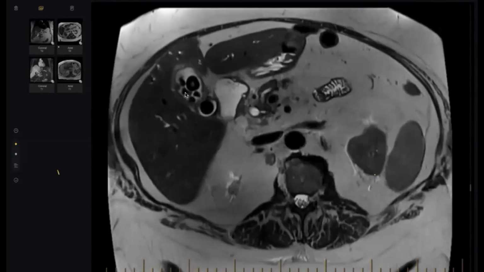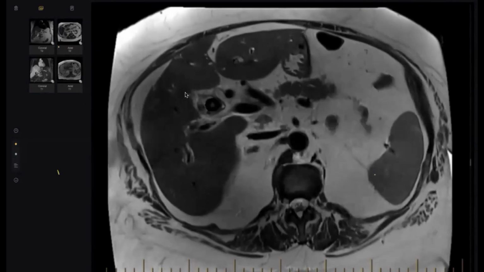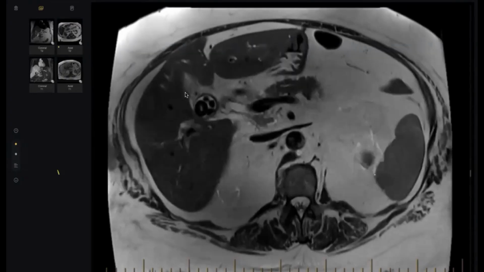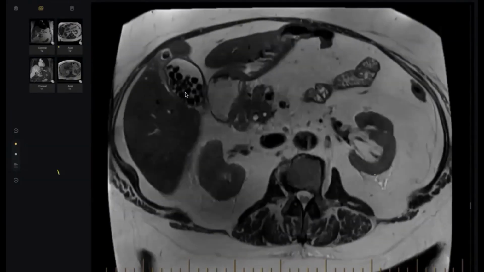What is your next step? Next step would be ERCP and relief of the obstruction by the ERCP and stent placement. Excellent.